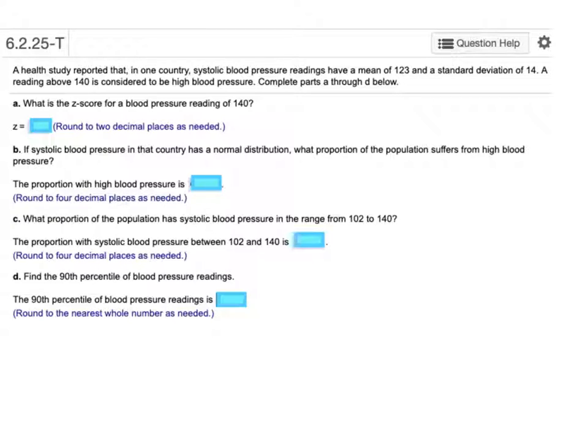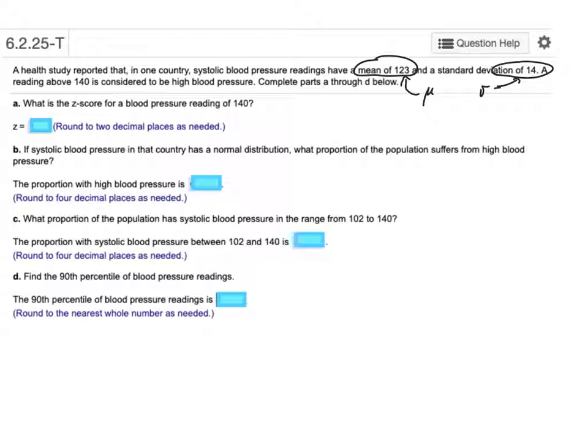Okay, this is a solution to problem 6 from the online homework G, and it also is using the applet or tables to find proportions or probabilities for normal distributions. The first question asks about the z-score for a particular reading, and to find a z-score, we need to know the mean and the standard deviation of the distribution, and you can see those are given up here. We would use the Greek letter mu for the mean and the Greek letter sigma for the standard deviation.